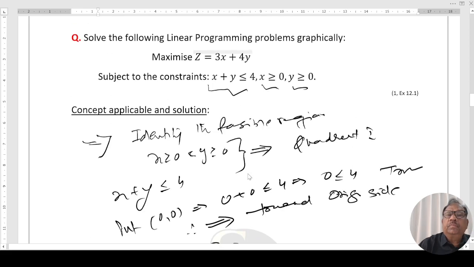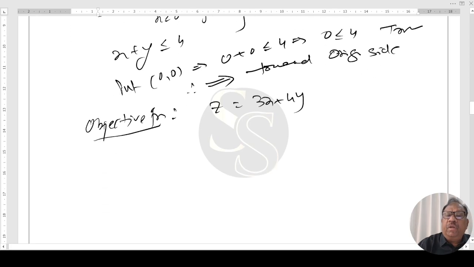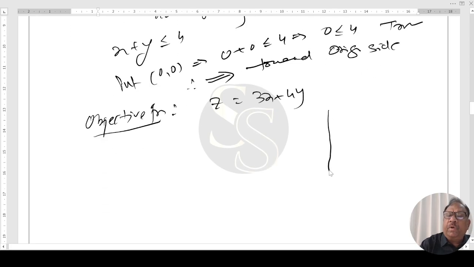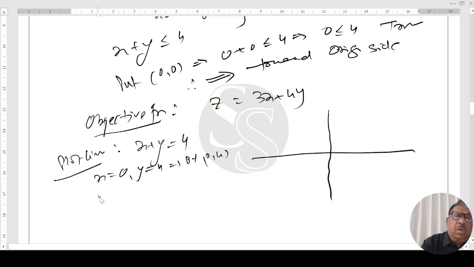The objective function is z equal to 3x plus 4y. First of all, we will find the feasible region, then find the corner points. We will put the values of the corner points in this. Whatever the maximum value will be, that will be the maximum value. Now we have to plot the line. Plot the line: x plus y equal to 4. x equal to 0, y equal to 4, the point is 0, 4. y equal to 0, x equal to 4, the point is 4, 0.